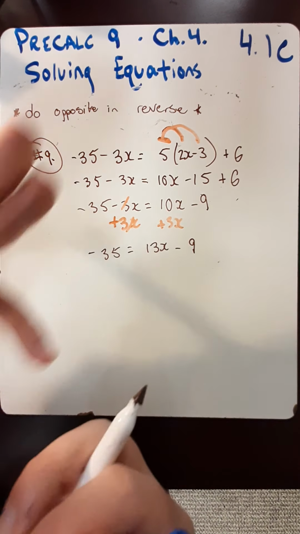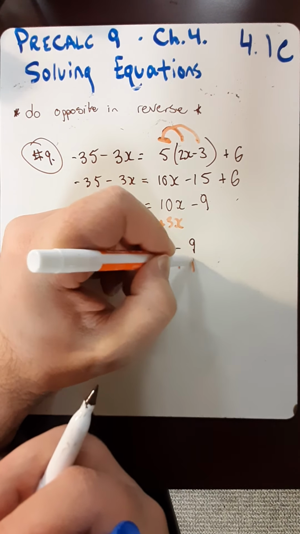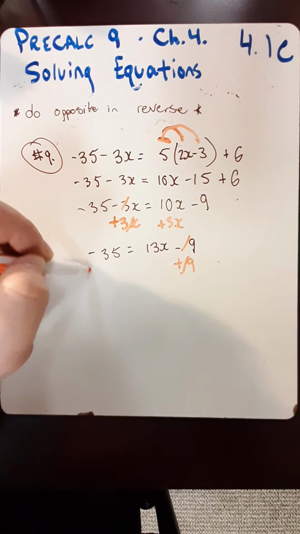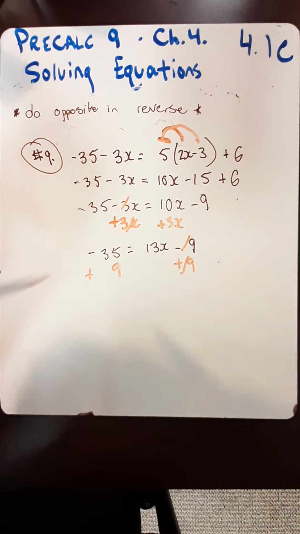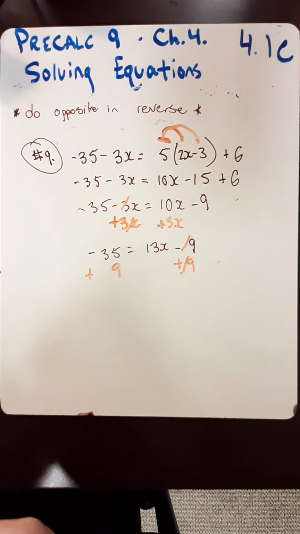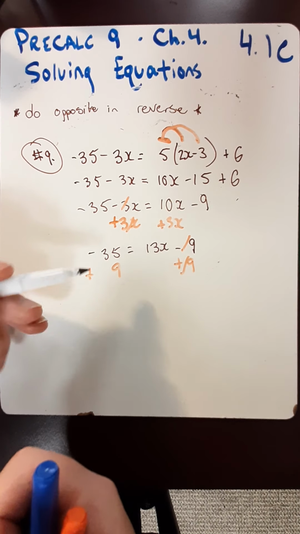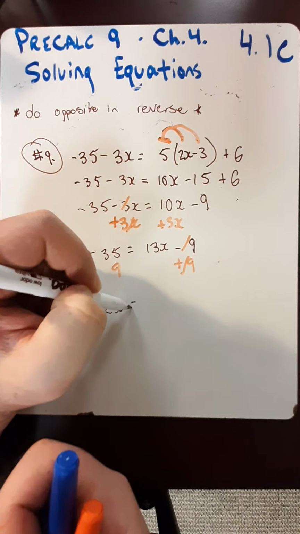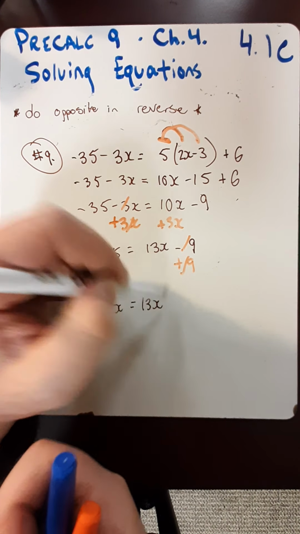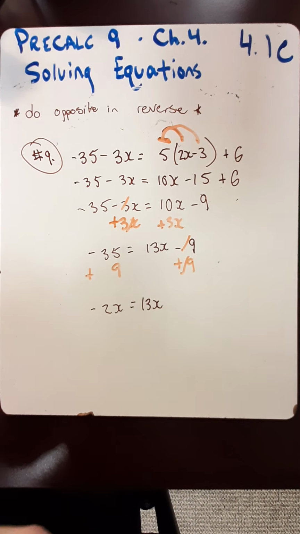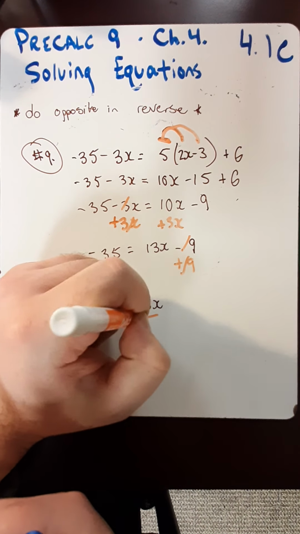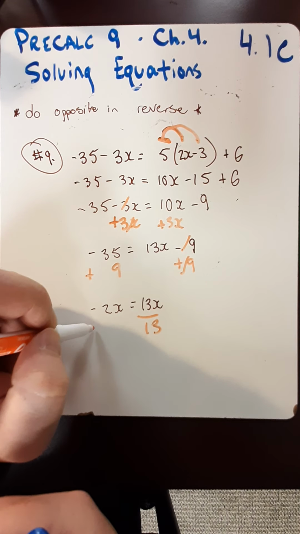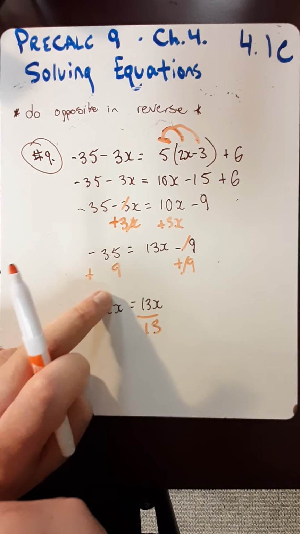The opposite of minus 9 is plus 9. Minus 9 plus 9, those cancel. And again, to keep the equation equal, I'll add 9 to this side as well. And I end up with, oh, this is beautiful, minus 26 equals 13x. Divide by 13. Whoa, minus 2, minus 26.